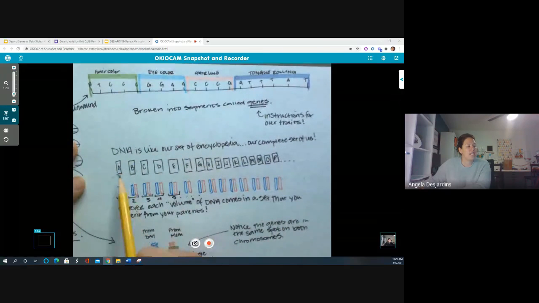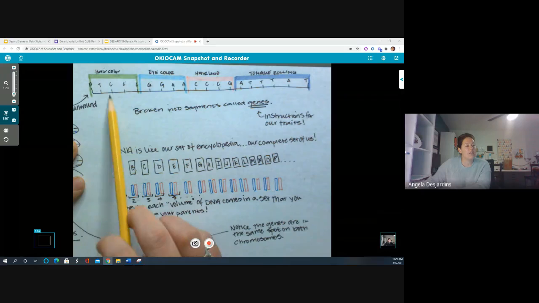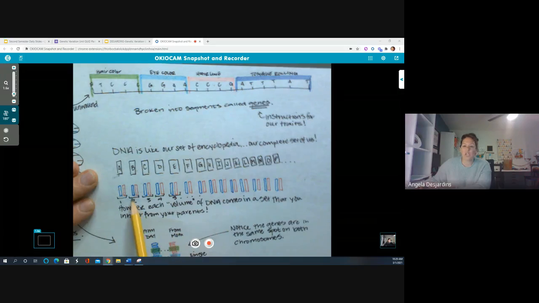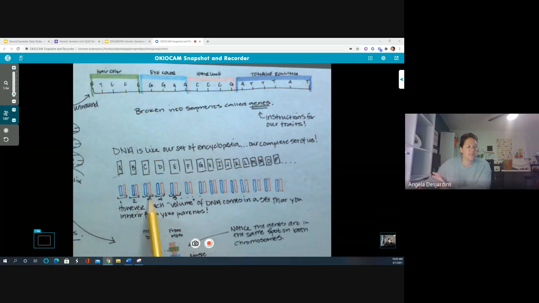Now, remember, just like an encyclopedia, where I would have different information discussed in each one of these books, the same goes for your chromosomes, or your DNA sets. Volume 1, or chromosome set number 1, is going to have a very particular set of information about you. Volume 2 has a completely different set of information. Same thing for 3 and 4 and 5. Each set is going to have something different.